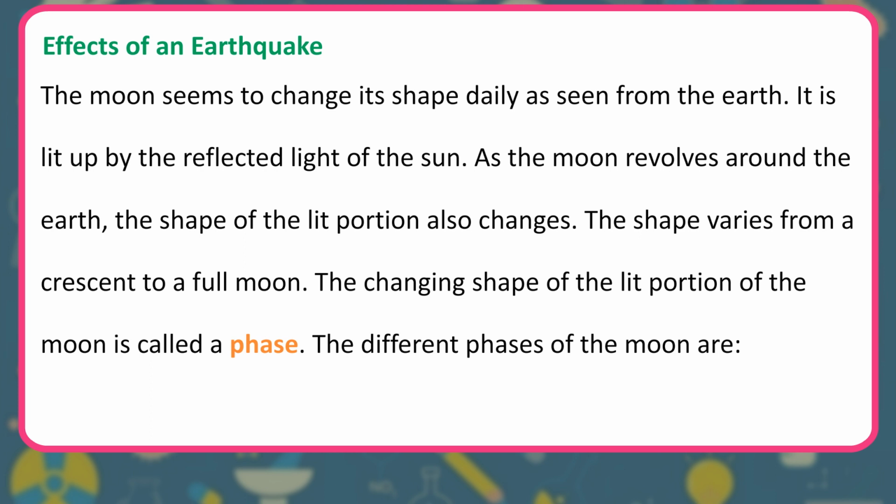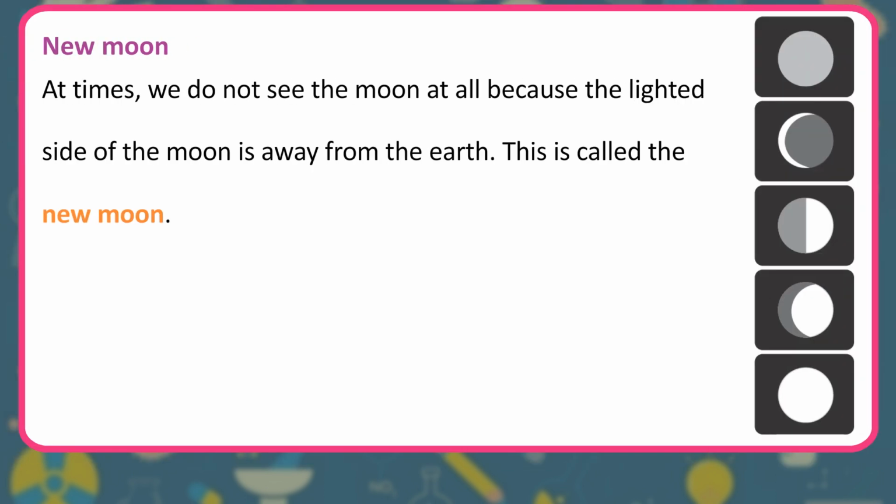As the moon revolves around the Earth, the shape of the lit portion also changes. The shape varies from a crescent to a full moon. The changing shape of the lit portion of the moon is called a phase. The different phases of the moon are: new moon. At times, we do not see the moon at all because the lighted side of the moon is away from the Earth. This is called the new moon.